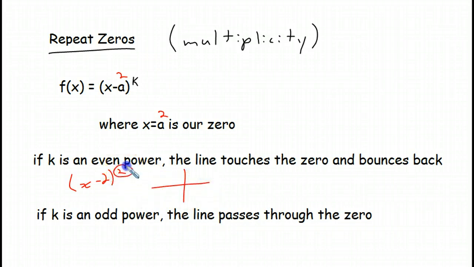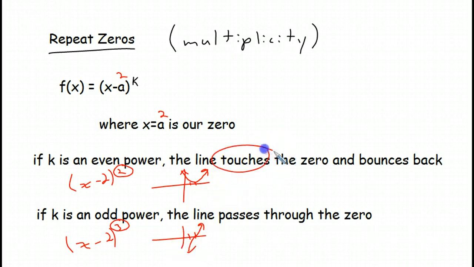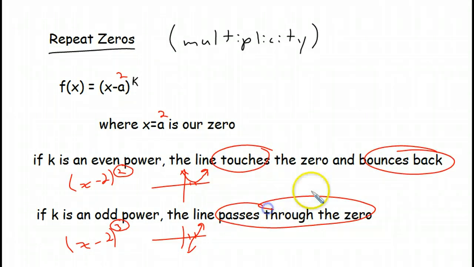see how the power on the outside is even? At 2, what our line is going to do is if it's coming down, it's going to touch it and bounce back and go the other direction. However, if it's an odd power, and I just have x minus 2, could even be cubed. This is an odd number, so it has an odd power. So at 2, it's going to hit that 0 and pass through. Notice, this one touches and bounces back. This one actually passes through the 0.